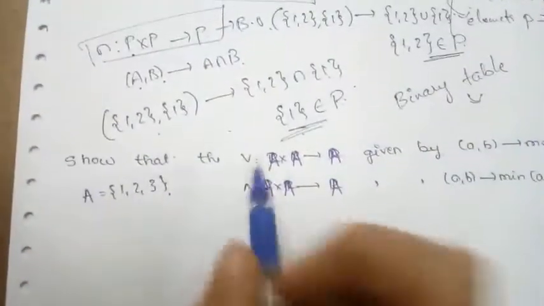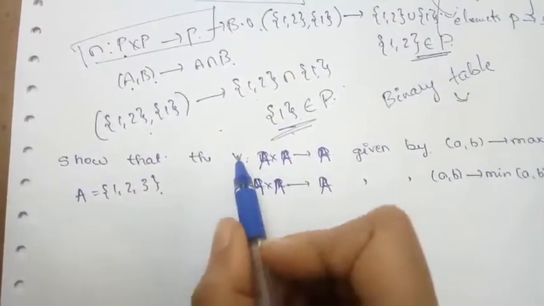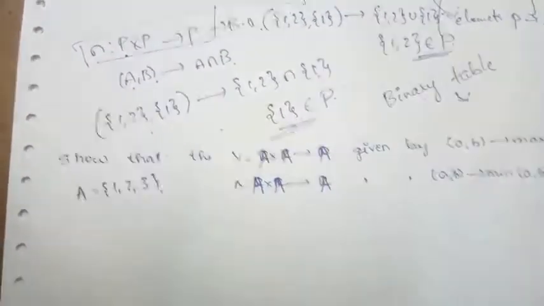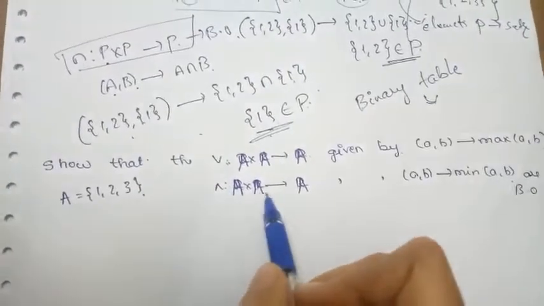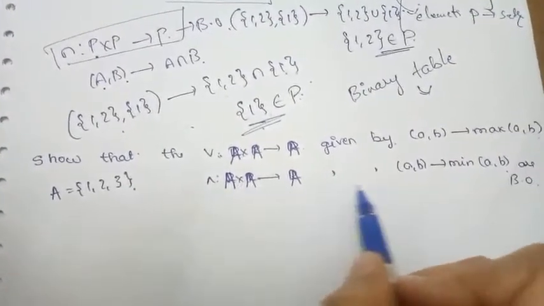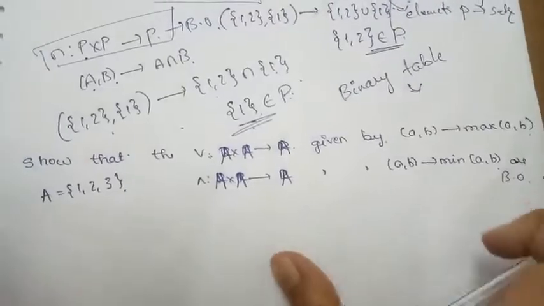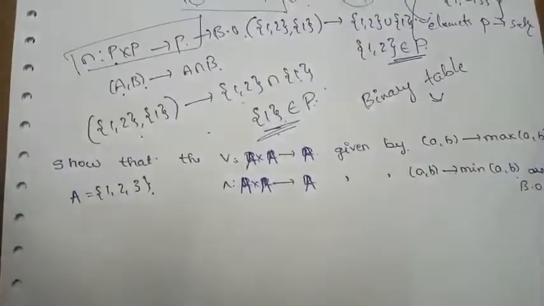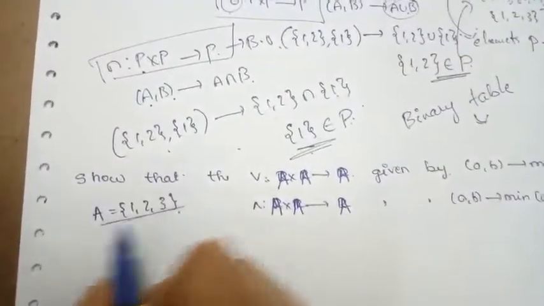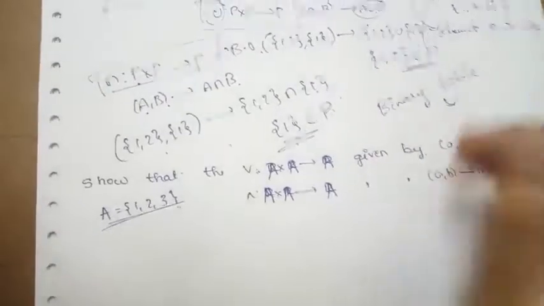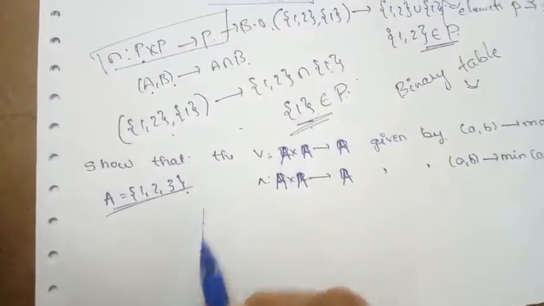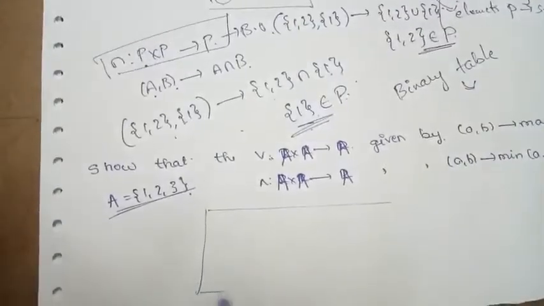Here they have given one example. Show that V from A cross A to A, given by A comma B maps to the maximum of both elements, and wedge from A cross A to A, given by the minimum of those two elements, are binary operations, where our set A is {1, 2, 3}. So we need to draw a binary table. How will the binary table look?